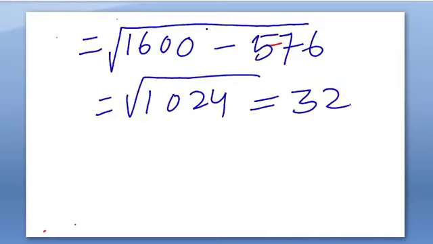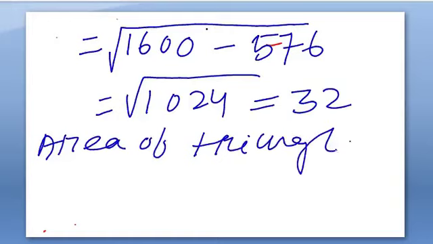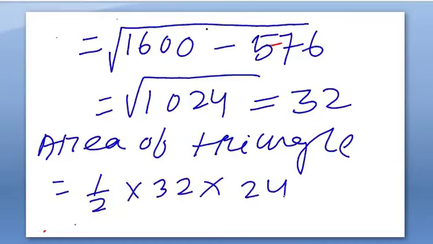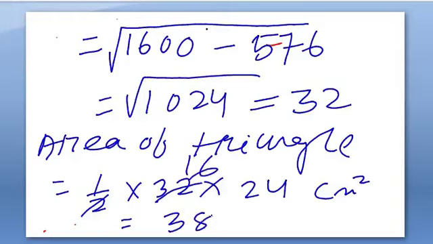Therefore, area of the triangle equal to half into base, 32, into height, 24, square centimeter. Half of 32 is 16, so 16 into 24 equal to 384 square centimeter. Therefore, the area of the triangle is 384 square centimeter.